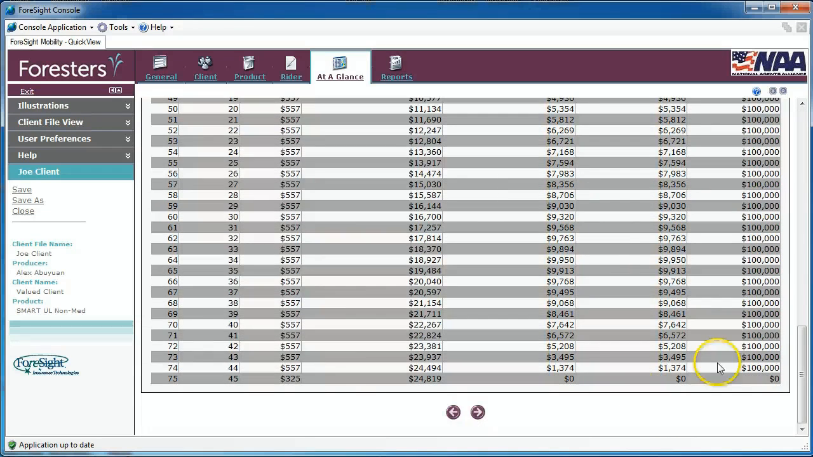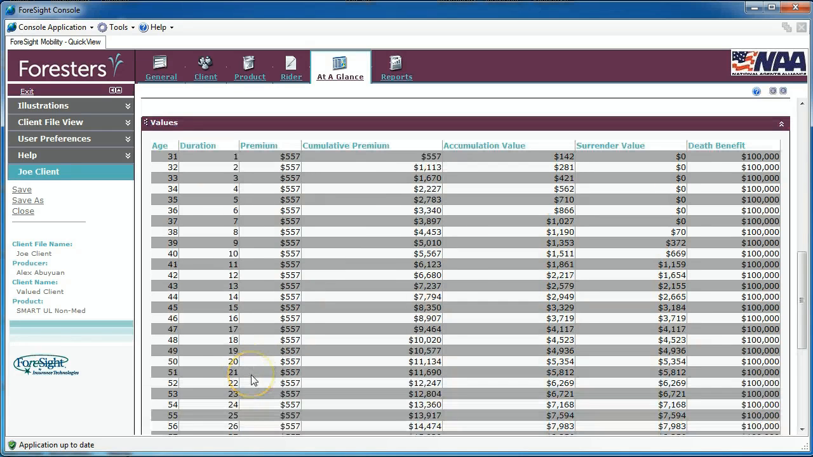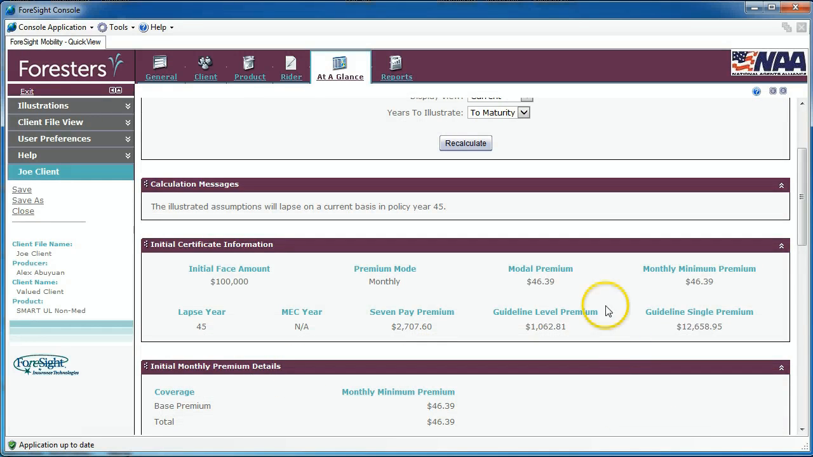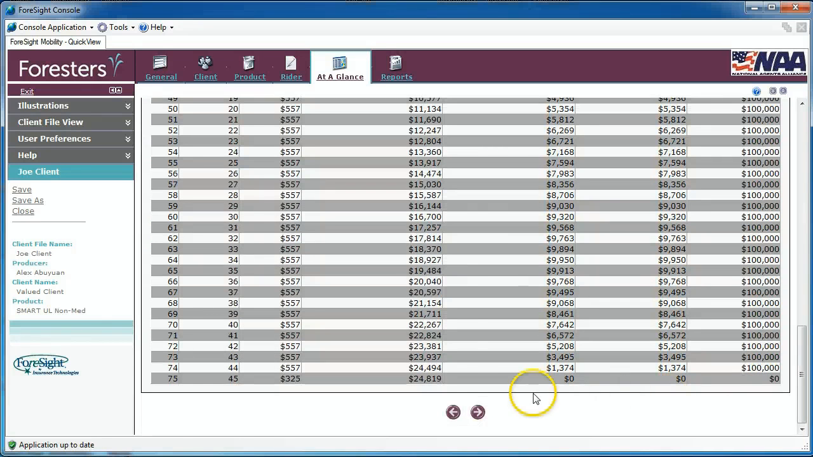Notice that even at the minimum, it'll at least go for 45 years. So that would be an awesome, kind of a term policy in essence. A 45-year term policy is what that turns out to be. For that age, not bad: 46.39 a month to go for 45 years.